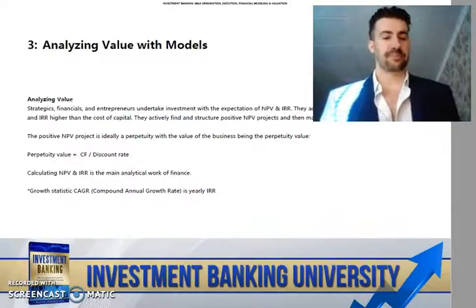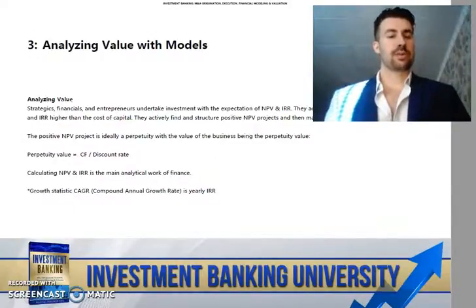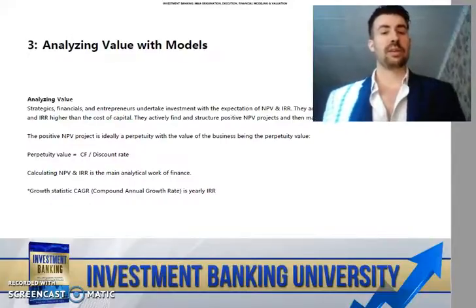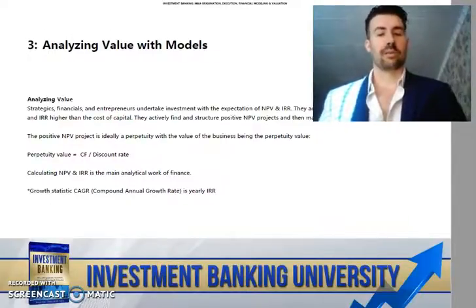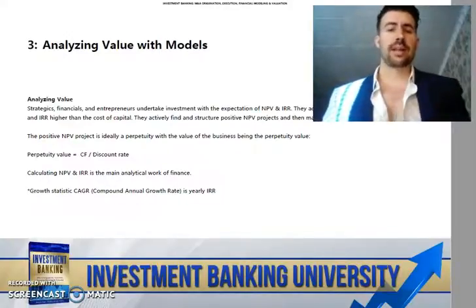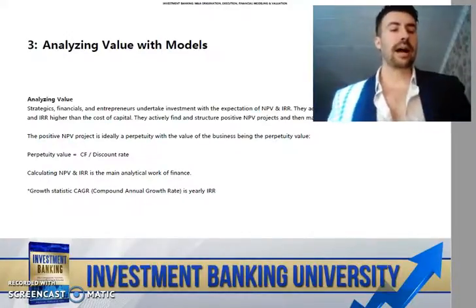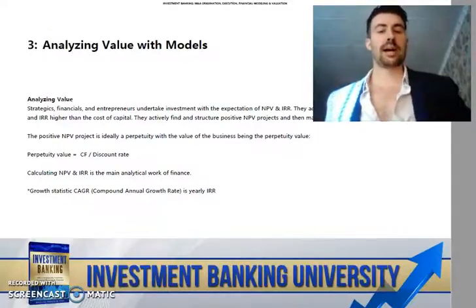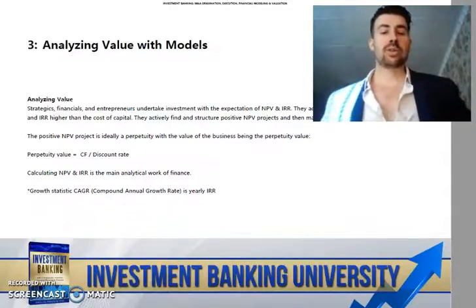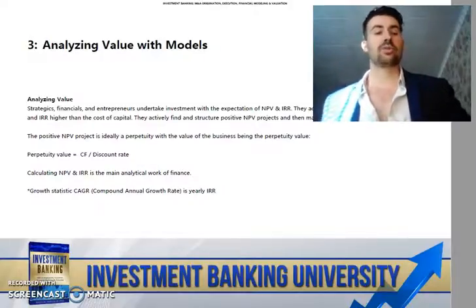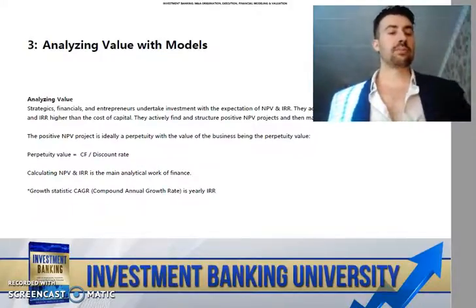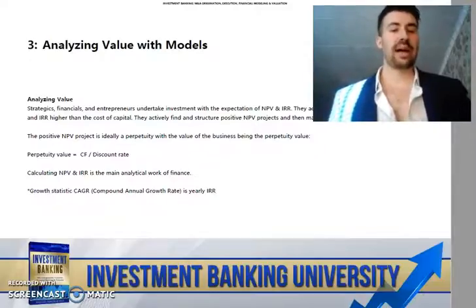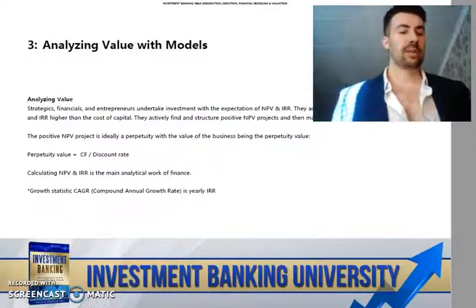valuation of the perpetuity. So strategics, financials, and entrepreneurs undertake investment with the expectation of NPV, net present value, and IRR, internal rate of return. They accept projects that have positive NPV and IRRs higher than the cost of capital. We're going to talk about exactly what that means, and those are often referred to as hurdle rates. They actively find and structure positive NPV projects and then match financial products to them. The positive NPV project is ideally a perpetuity, with the value of the business or opportunity being the perpetuity value, cash flow over the discount rate.